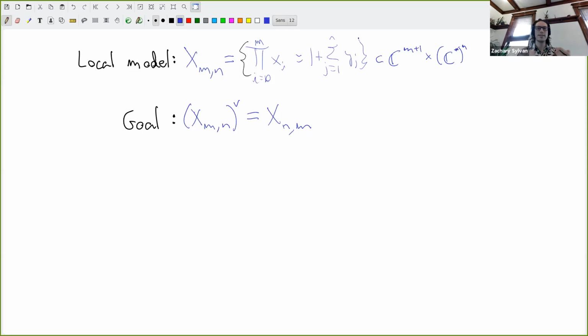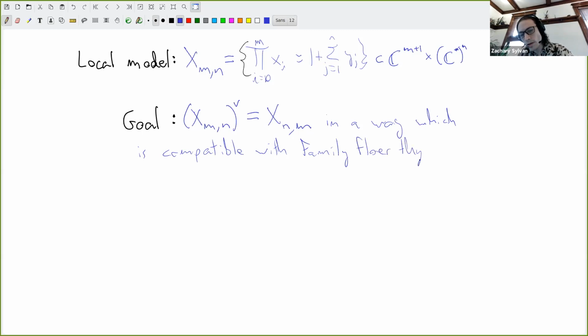And we don't just want some statement of homological mirror symmetry or SYZ mirror symmetry. We really want a kind of mirror symmetry that's compatible with gluing. So we want this in a way which is compatible with family Floer theory, and that means really just gluing of SYZ fibrations.